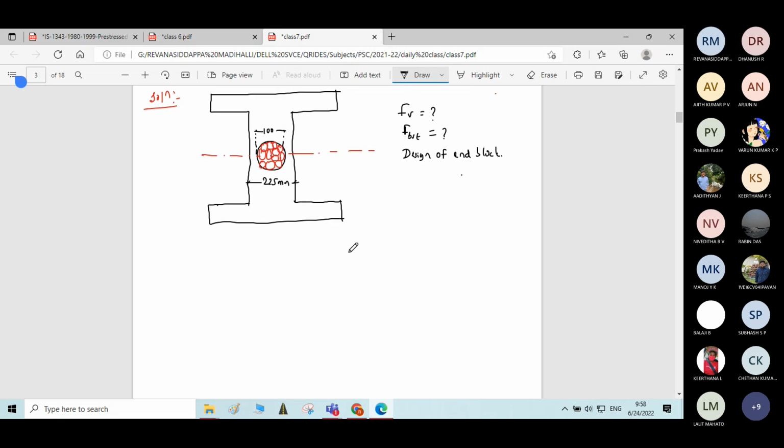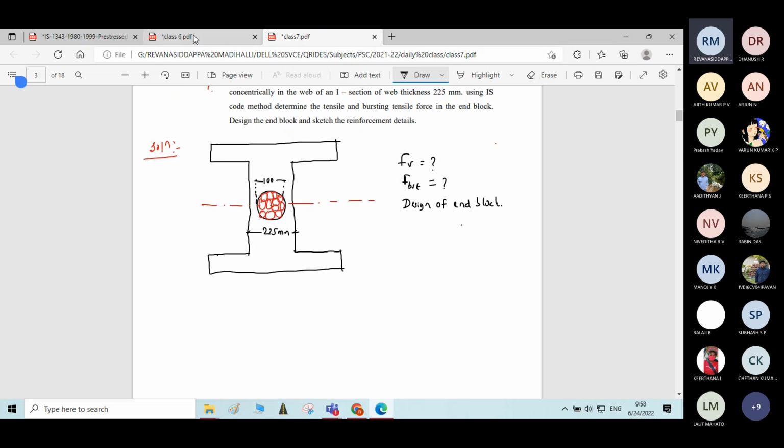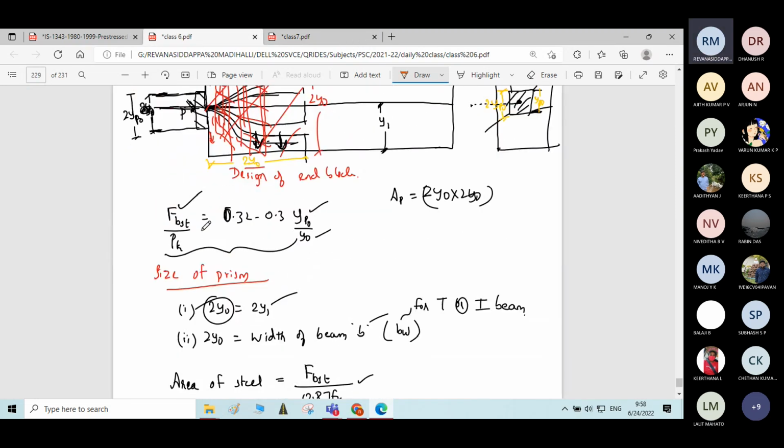Now, to find this F_bst, let us see what data is required. For finding this F_bst, we need the pre-stressing force. P_k is nothing but the pre-stressing force only. Don't get confused with the subscript k. Then we need y_p0 and we need y_0. Therefore, first we will find this pre-stressing force.